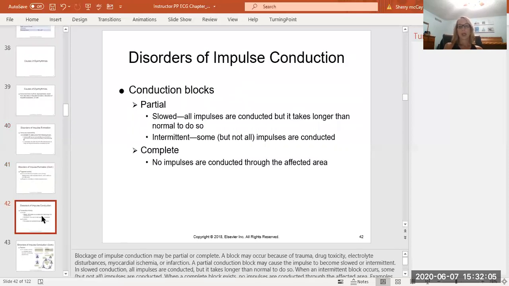So conduction blocks. Partial would be slowed. All impulses are conducted, but it takes longer than normal to do so. Intermittent, some impulses are conducted, or complete, no impulses are conducted through the affected area. A blockage of impulse conduction may be partial or complete, okay? A block may occur because of trauma, drug toxicity, electrolyte disturbances, again, an MI or an infarction.